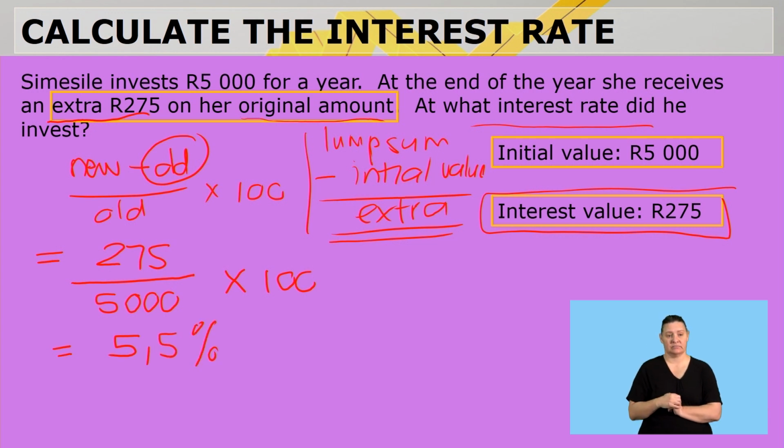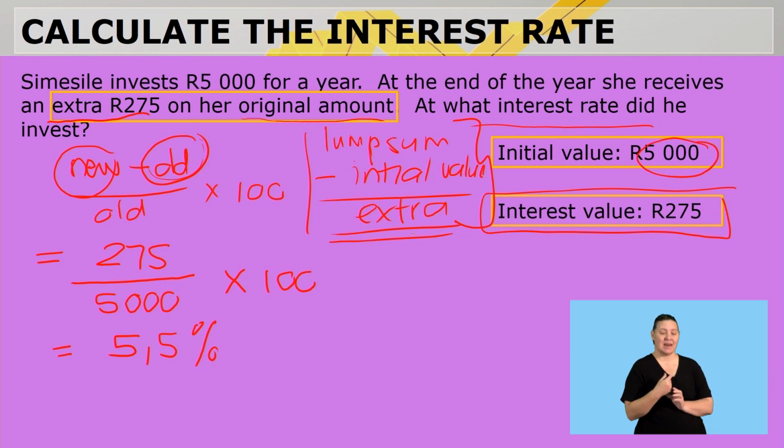And then you will see it's 5.5%. Let's just quickly recap. New minus old. We have our old amount, which is the 5,000 Rand. We don't have the new one, but we can use this by saying my lump sum minus my initial will be my extra, and then it's 275 Rand over 5,000 times 100. And that is how we calculate the interest rate.